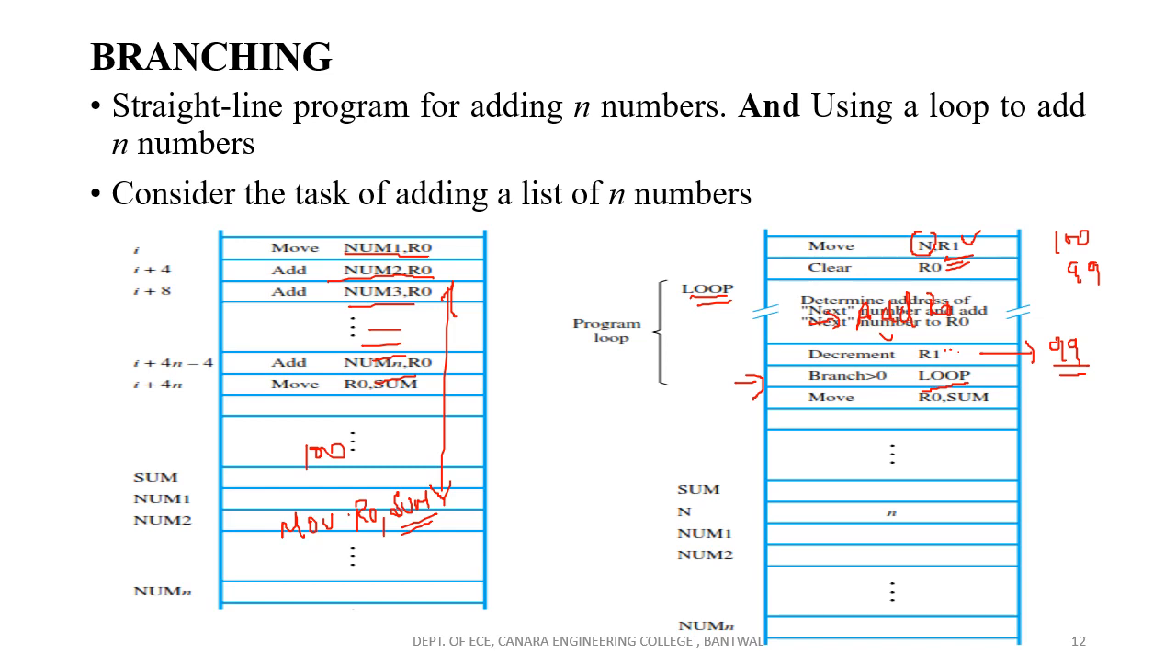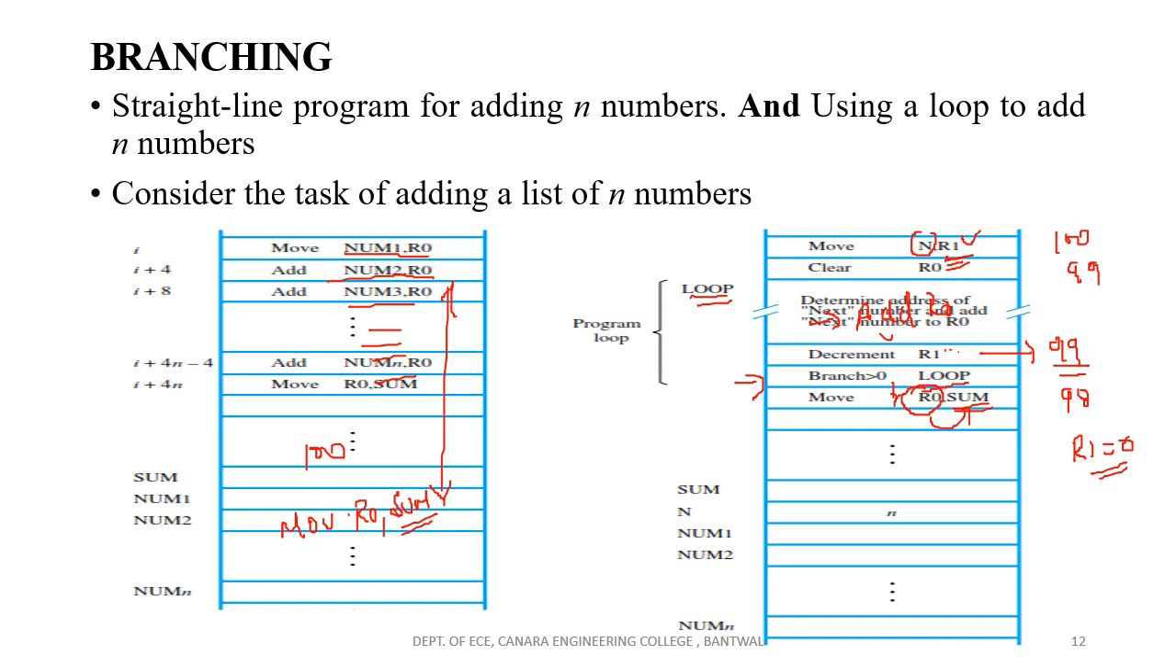So it keeps on adding, and when the next number is added, the next instruction is decrement R1. R1 becomes 98, and again it is greater than 0, and this process keeps on repeating until R1 becomes 0. When R1 becomes 0, this branch greater than 0 condition becomes false. It comes out of the loop, and the result present in R0 is moved into a memory location meant to store the result.